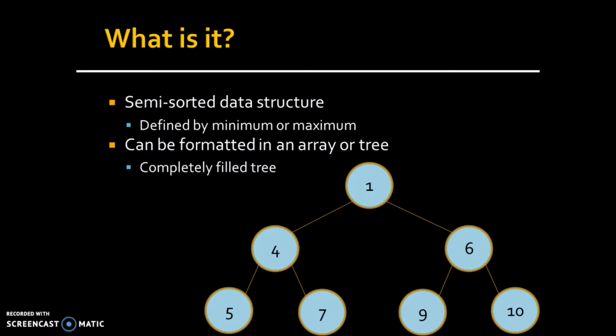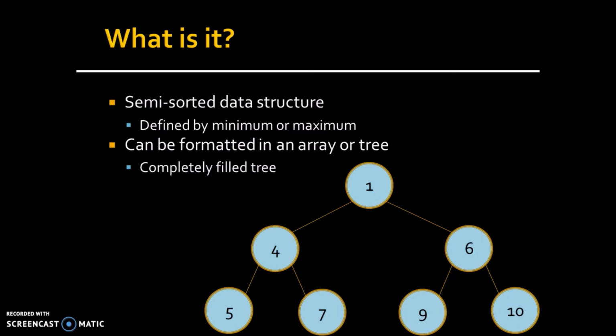And it is a completely filled tree, meaning that before we could move on to the fourth level of the tree, we would have to fill out the entire third level, meaning each parent had two children, which in the case of this tree, we would be ready to move on to the fourth level.